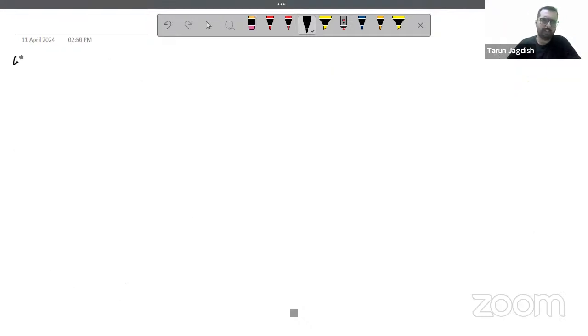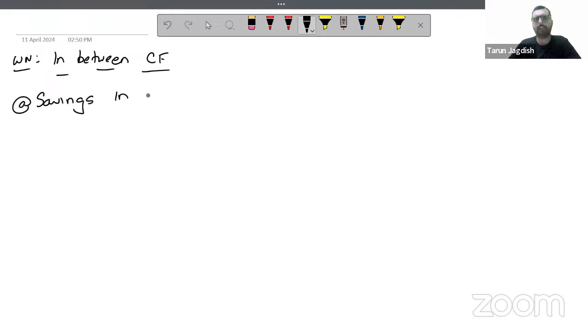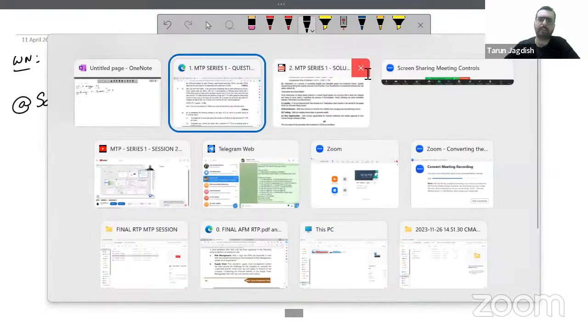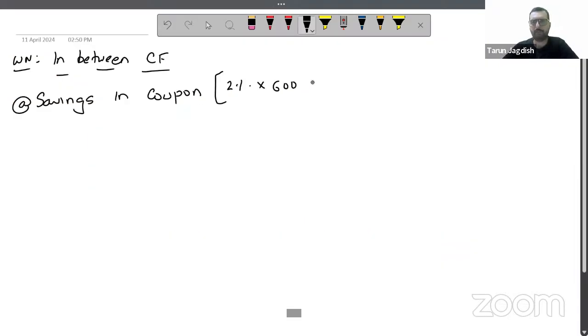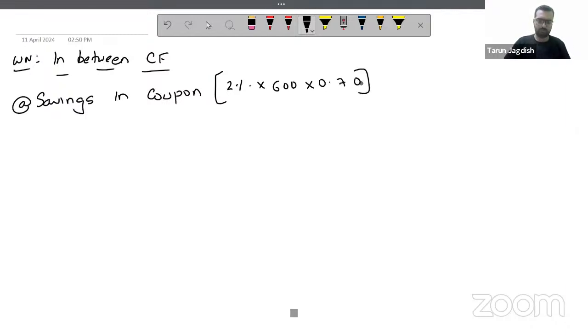So I'll write down the next working note heading. In between cash flow. Okay. First one, what will happen in between is I will have savings in the coupon rate. Earlier I was paying 12, now I am paying 10. So how much percent I am saving? 2% I am saving on how many million? On 600 million. On that, 30% tax advantage also will come. 600 into 2% into 0.7. So do you get the answer as 8.4 million, friends? That is the savings in the coupon.